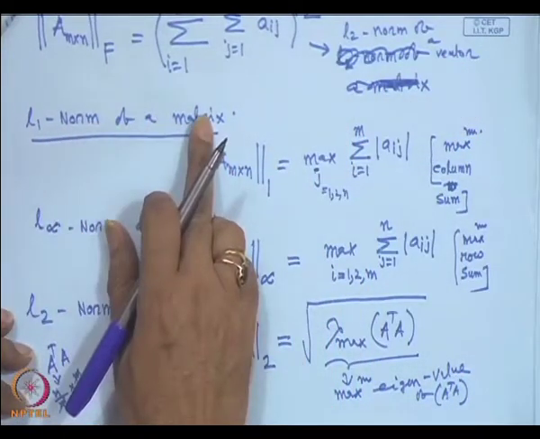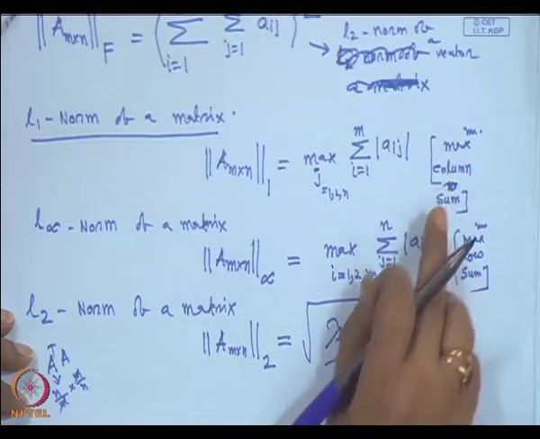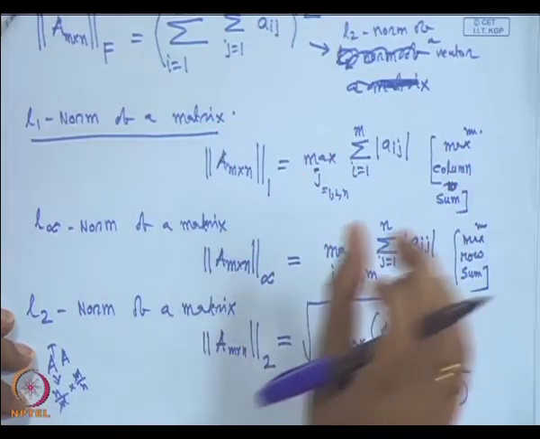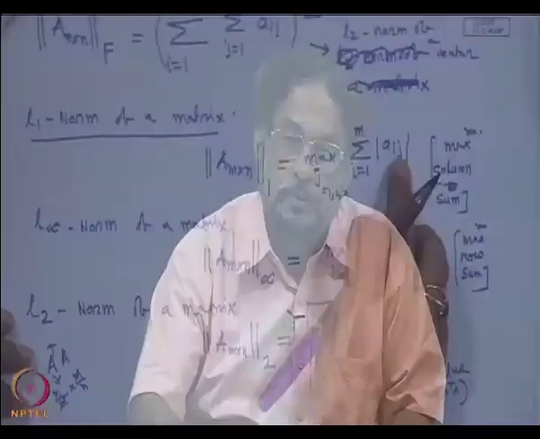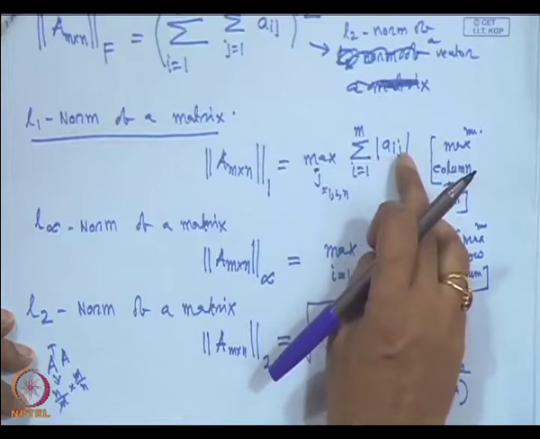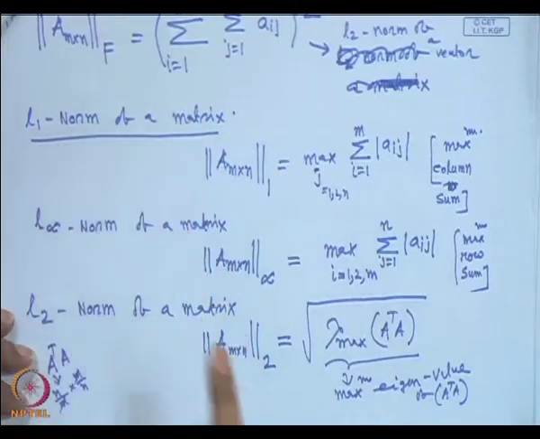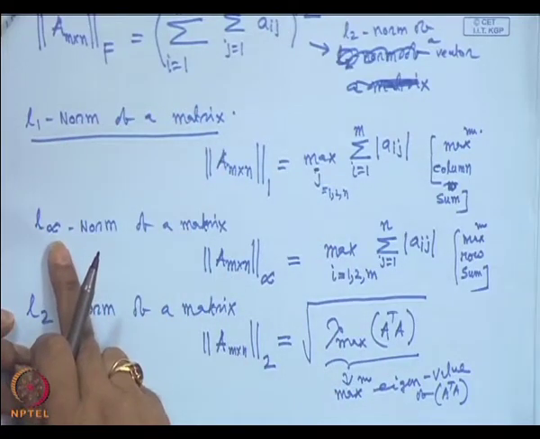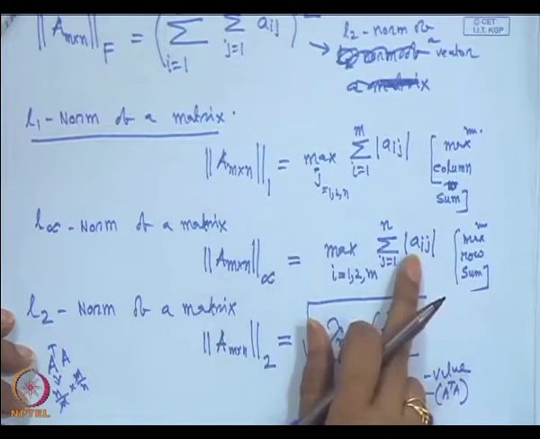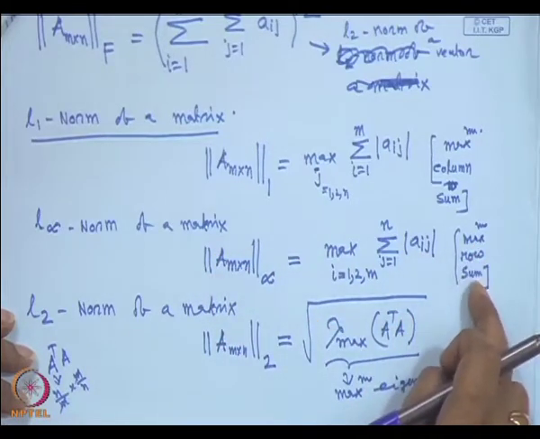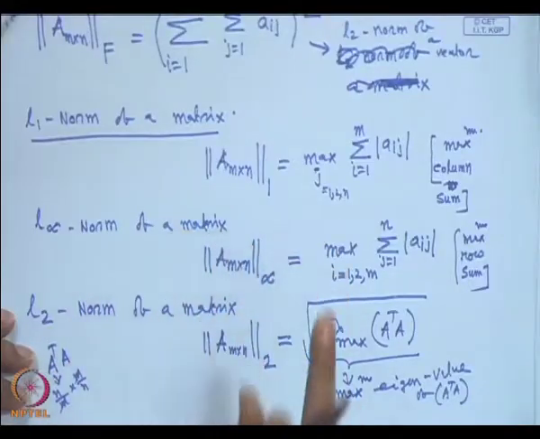The L1 norm of a matrix is nothing but the maximum column sum. So, if you have an m cross n matrix, you have n columns. For each column you add the absolute values of all elements in that column, and out of all these columns the maximum one is called the L1 norm. Similarly, the L infinity norm is nothing but the maximum row sum, that means you add the absolute values of all row elements, and the maximum of these is called the L infinity norm.